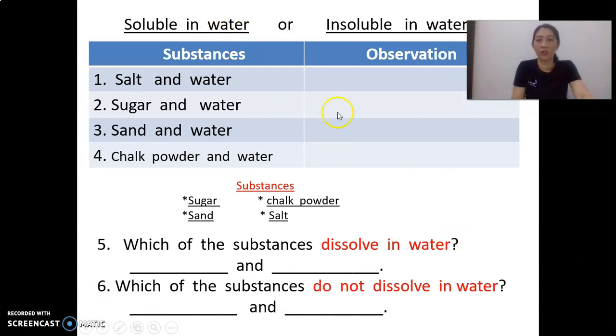So soluble in water or insoluble in water. Number 1, salt and water, soluble or insoluble. Number 2, sugar and water, soluble or insoluble. Number 3, sand and water, soluble or insoluble in water. And number 4, chalk powder and water, soluble or insoluble. Number 5 question is which of the substances dissolve in water? Sugar, sand, chalk powder, or salt? So you need to write the answer. Which of the substances do not dissolve in water? Sugar, sand, chalk powder, or salt?